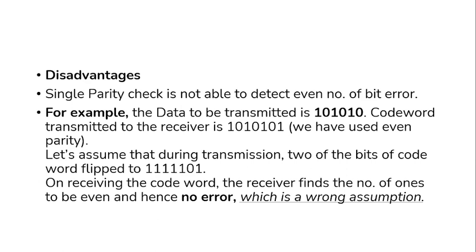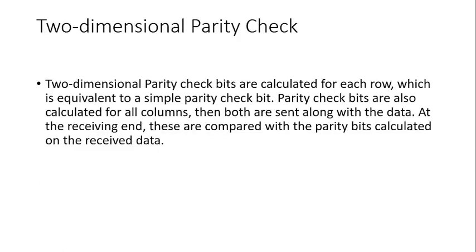In order to avoid this problem, the second method, called the two-dimensional parity check method, has been introduced. In the two-dimensional parity check, bits are calculated for each row, which is equivalent to the single parity check bit. The column-wise and row-wise data is used to find the new parity bit for each row and column. When compared to the parity bit calculated on the received data, the receiver end will be assuring the data is correct, right?